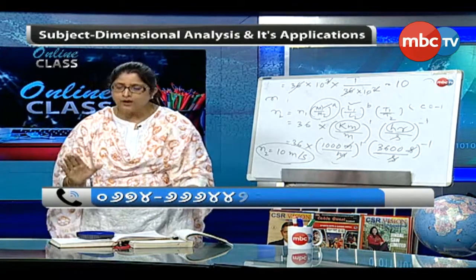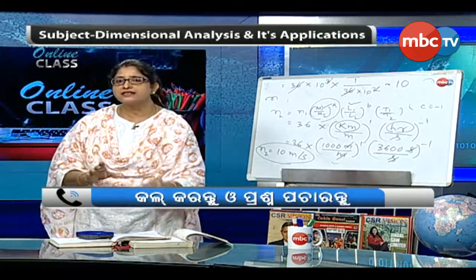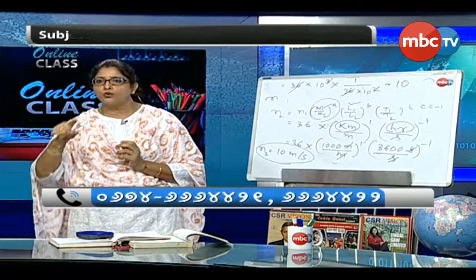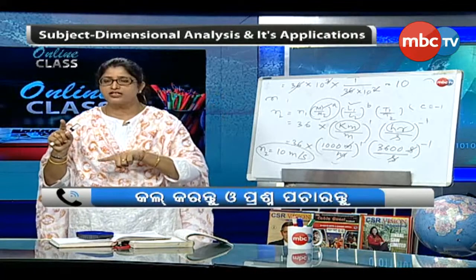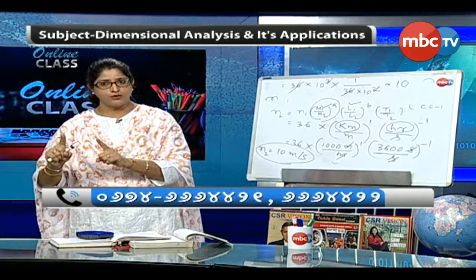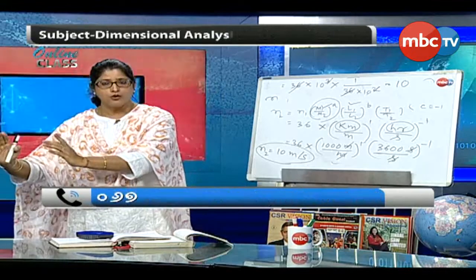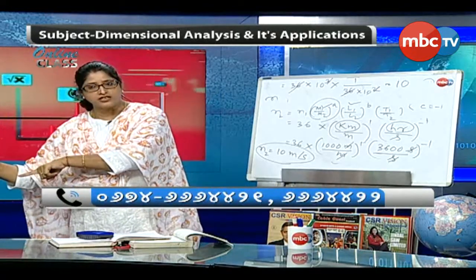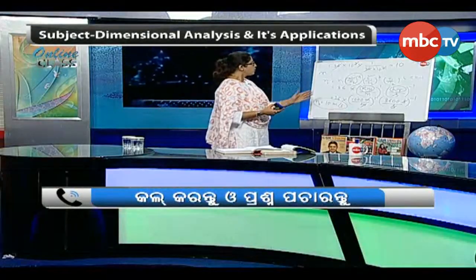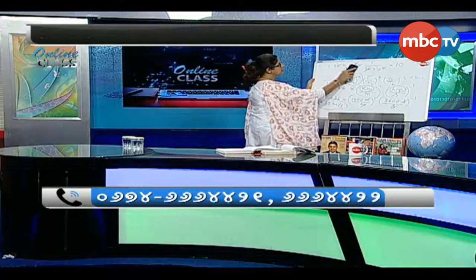Clear? So any quantity is represented as follows. Suppose I take the physical quantity as Q, then Q is equal to its numerical value N multiplied with its unit. Clear? Hope you have cleared. So finally we got the answer.